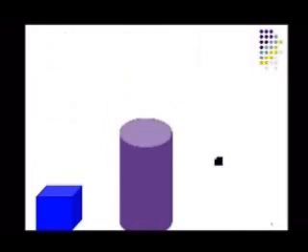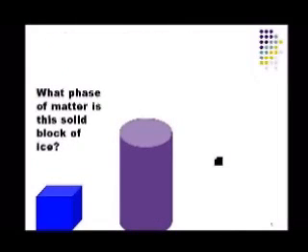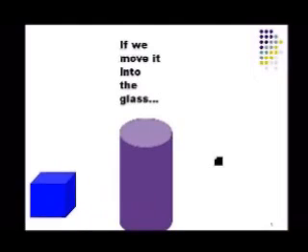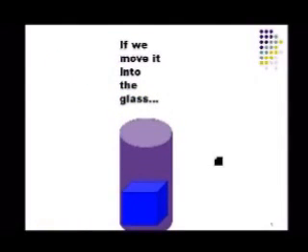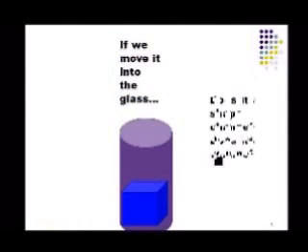So, what phase of matter is this solid block of ice? Well, it's solid. If we moved the ice from outside of the glass inside the glass, did its shape change? Does its volume? The answer to both of these are no, because the shape and volume of a solid are both definite.